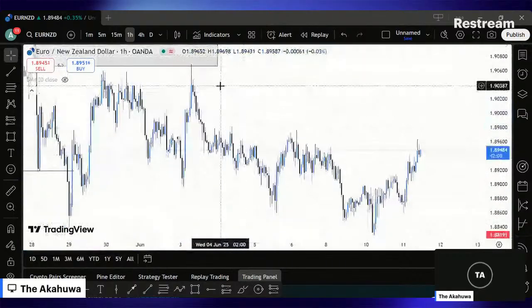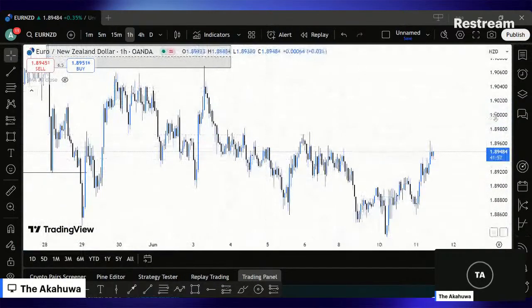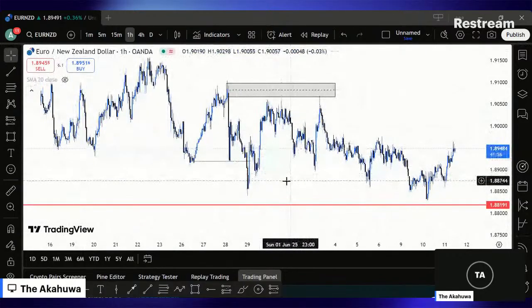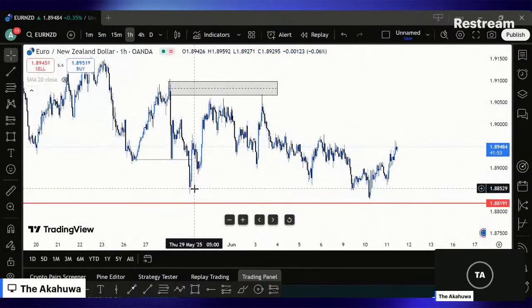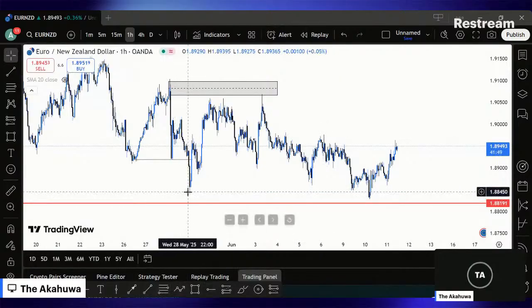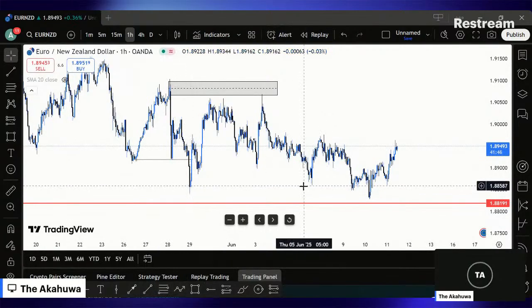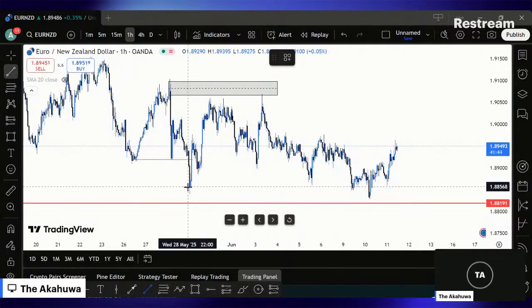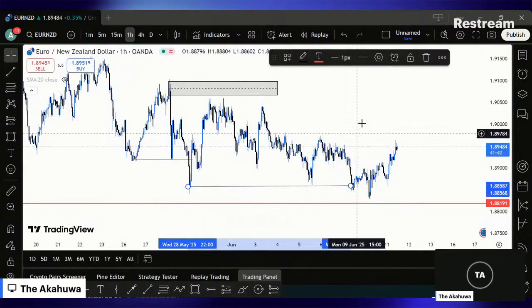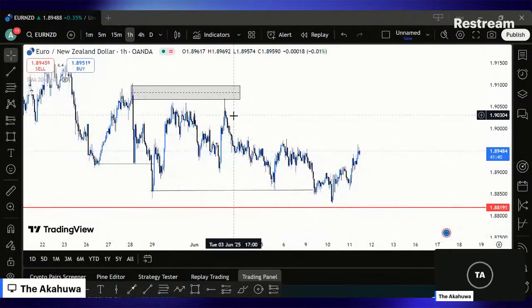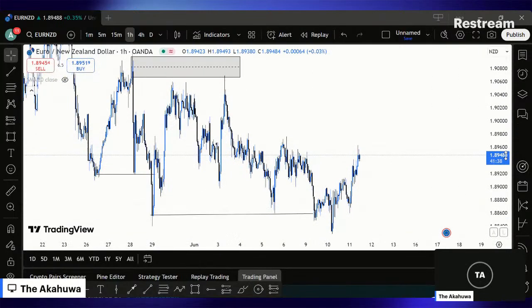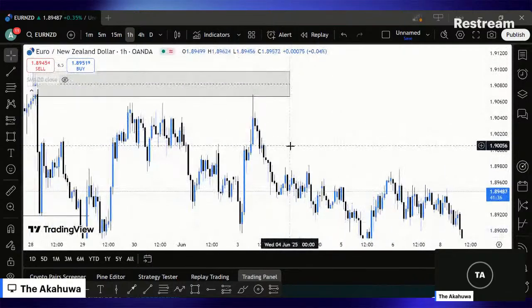Finally, the market tapped into it, mitigated it. So we have this. This is where the push should begin from.